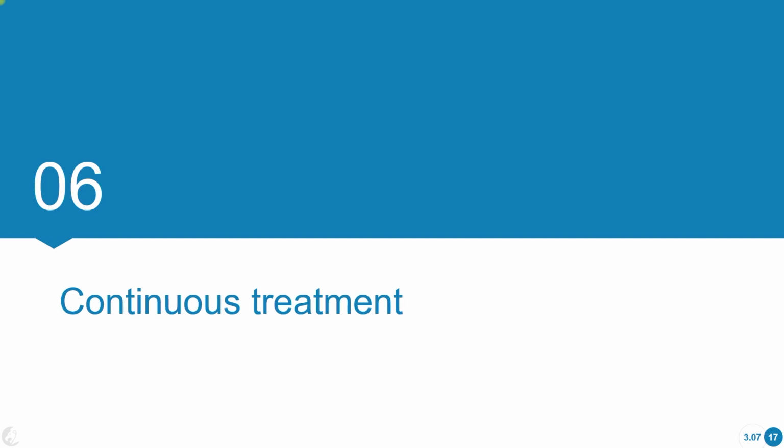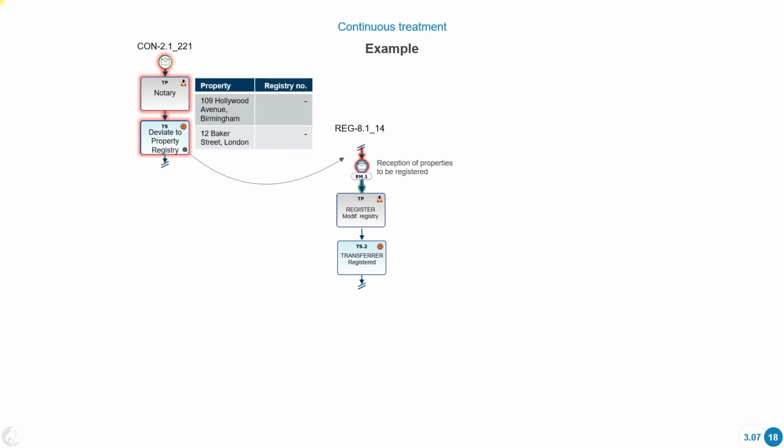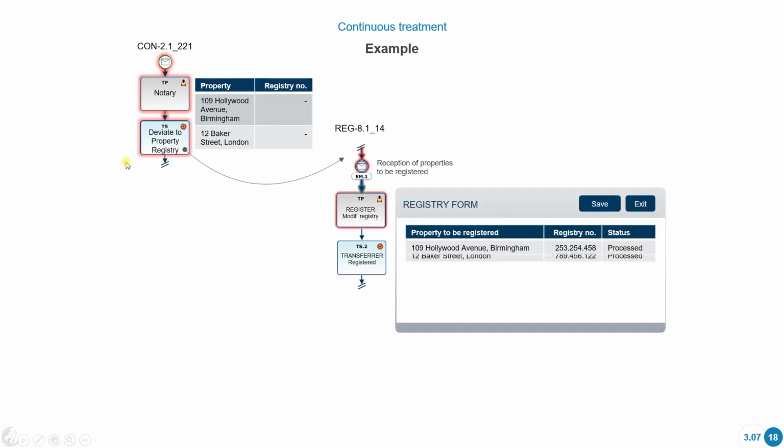Continuous treatment. In the previous example, we were treating the orders by batches. But in this example, we have a continuous treatment. Let's say, for example, we have to register properties in an official registration ministry or whatever. So here we have a notary where someone maybe purchased a house or several houses or several properties. And here we have the properties.